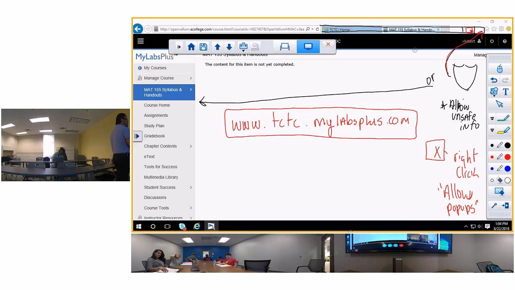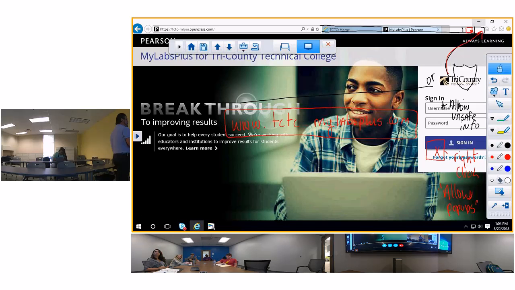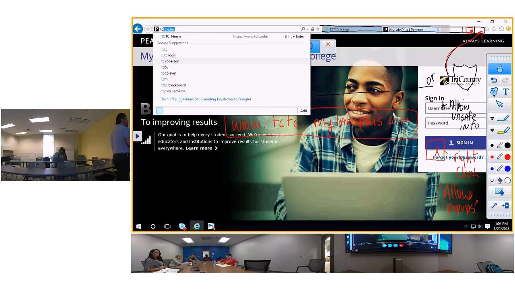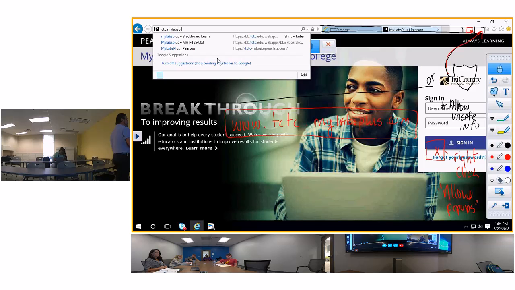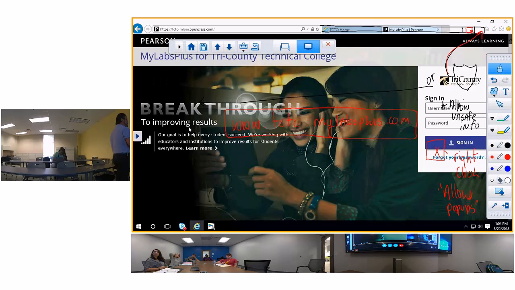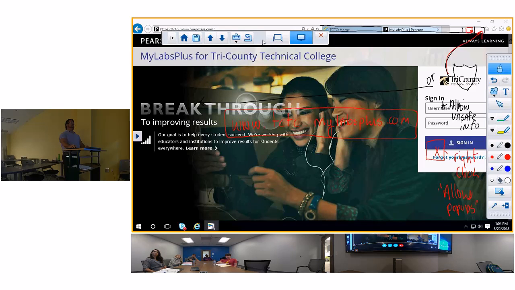Let's go ahead and just see what happens. I'm going to log out of this. And well, that's what it looks like right there. I'm going to pull it up just for giggles. tctc.mylabsplus.com. See, it goes directly to this. Now, how do you know it's the right one? Well, what does it say across the top of it?